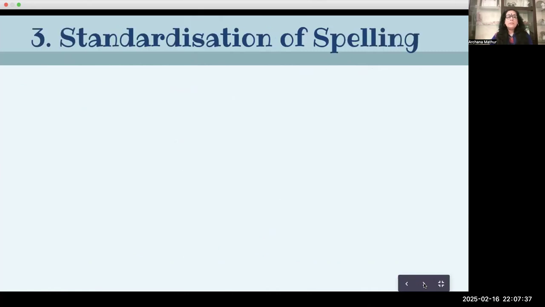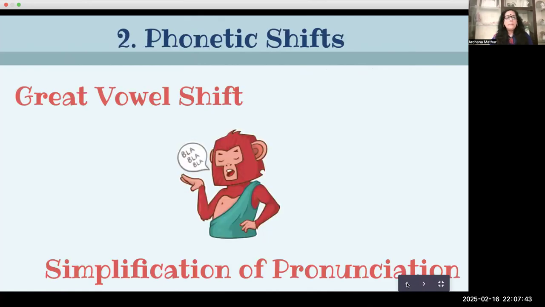Then came, for the previous slide, I'll go back to that. Simplification of pronunciation, that is, the dropping of sounds over time. Over centuries, English speakers simplified word pronunciations by dropping difficult sounds, but their spellings remained unchanged.